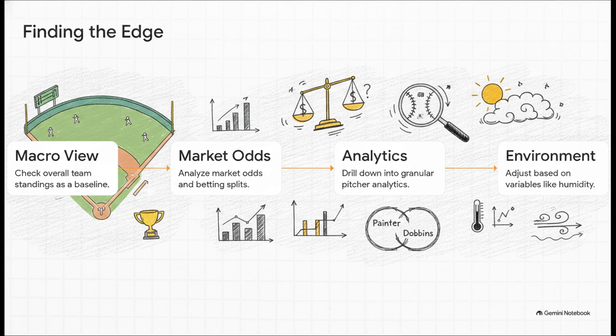Then you analyze the market odds to see what everyone else is expecting. After that, you drill down into the granular pitcher data, just like we saw with Painter and Dobbins, to find the mismatches. And finally, you adjust all of those expectations based on invisible environmental variables, like humidity and temperature. You just keep layering this context, step by step, until a mathematical advantage reveals itself.